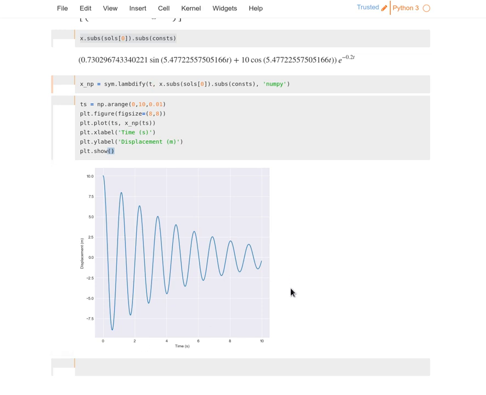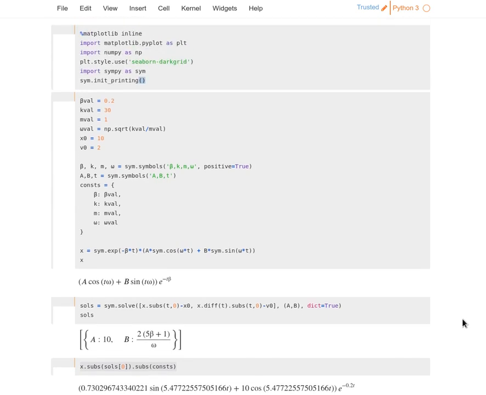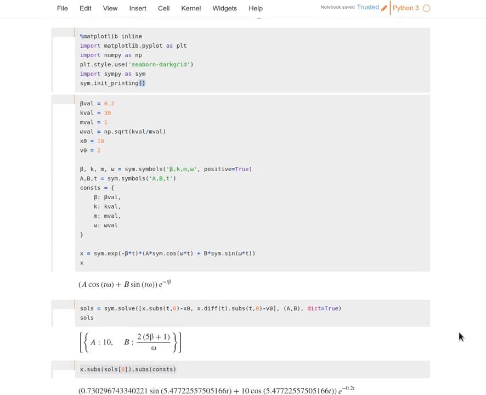So hopefully that's useful and gives you a better, more streamlined idea of how you can go about approaching these problems in a way that's not quite as cumbersome.